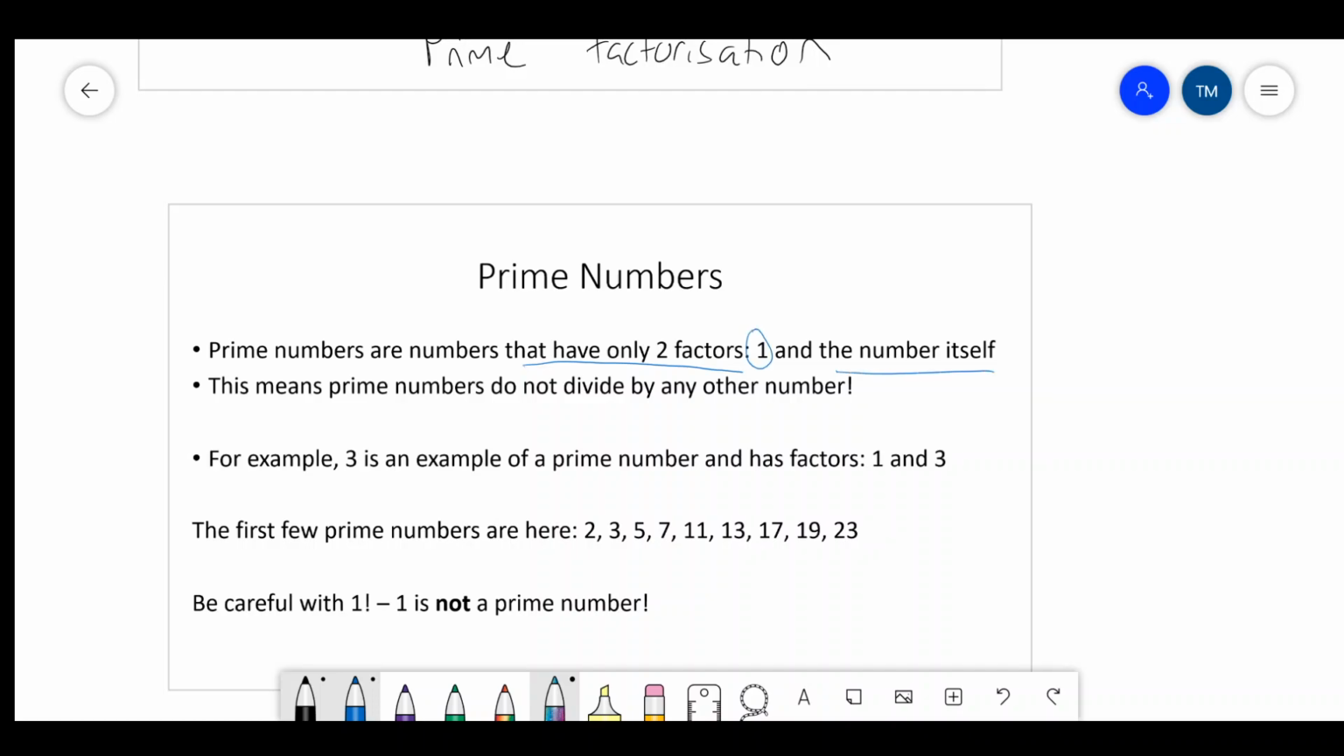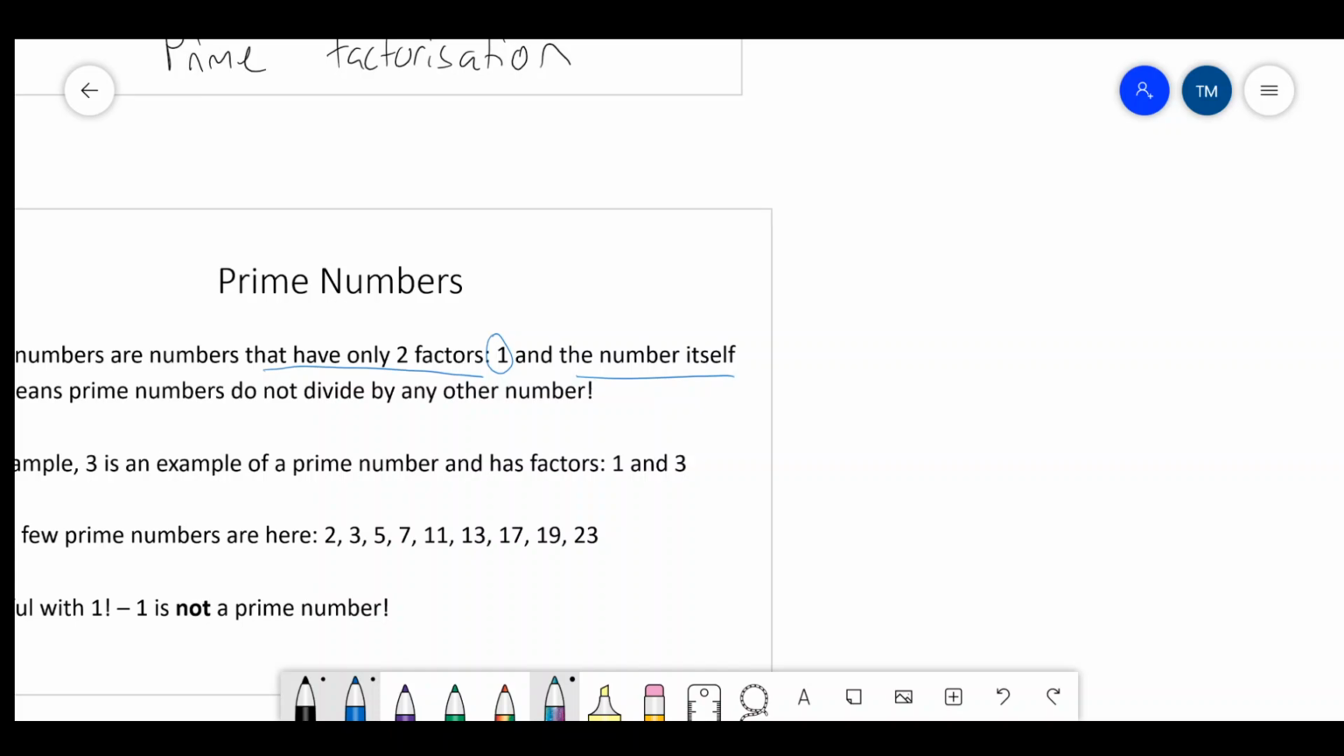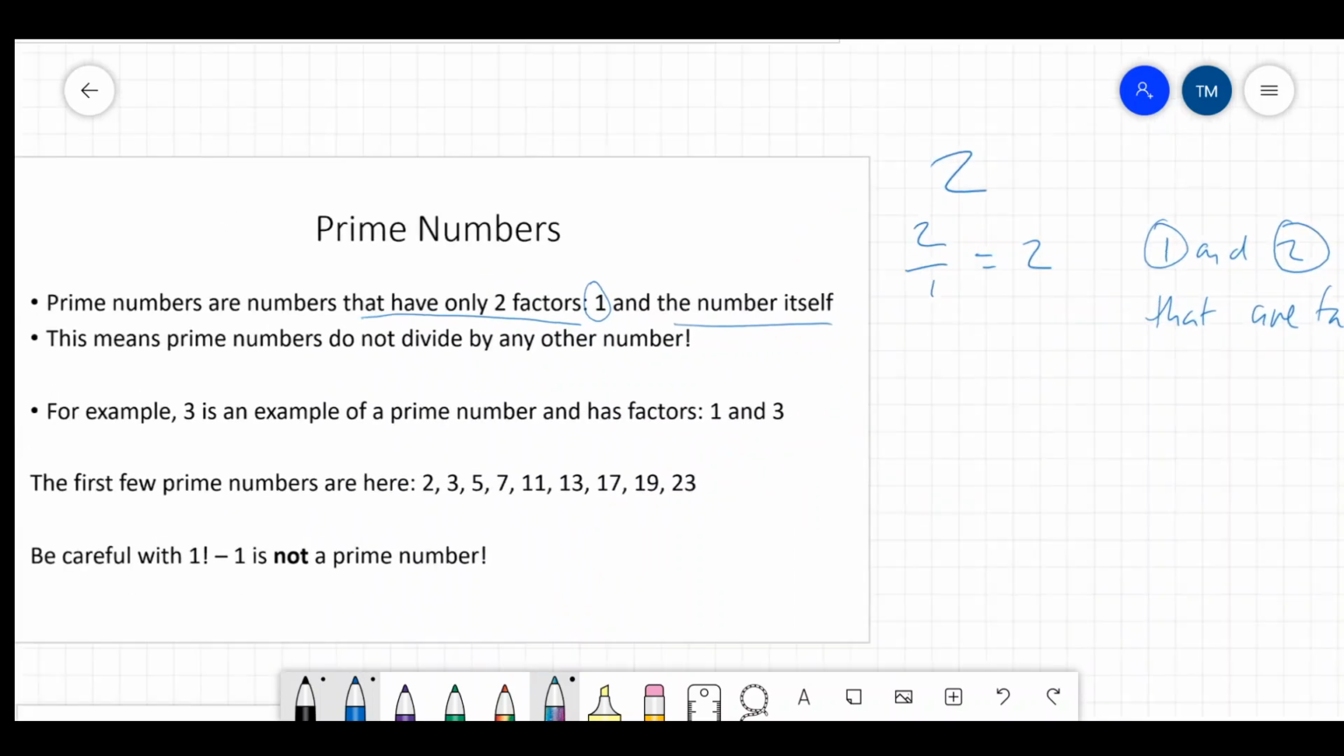So obviously when we were doing factors before, say we were looking at 2, and we want to find what factors make up 2. If you do 2 divided by 1, you get 2. So you will have a factor of 1 and 2 that are factors of 2. And notice that that's 1 and that's itself. Well, for prime numbers, these are the only factors that it has.